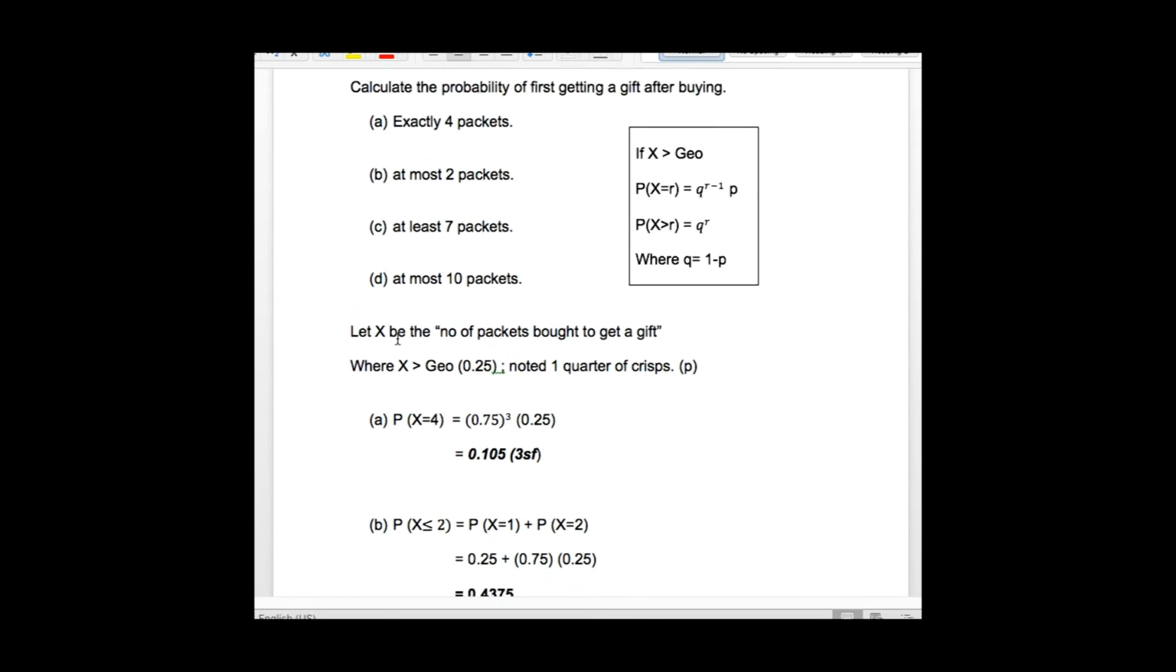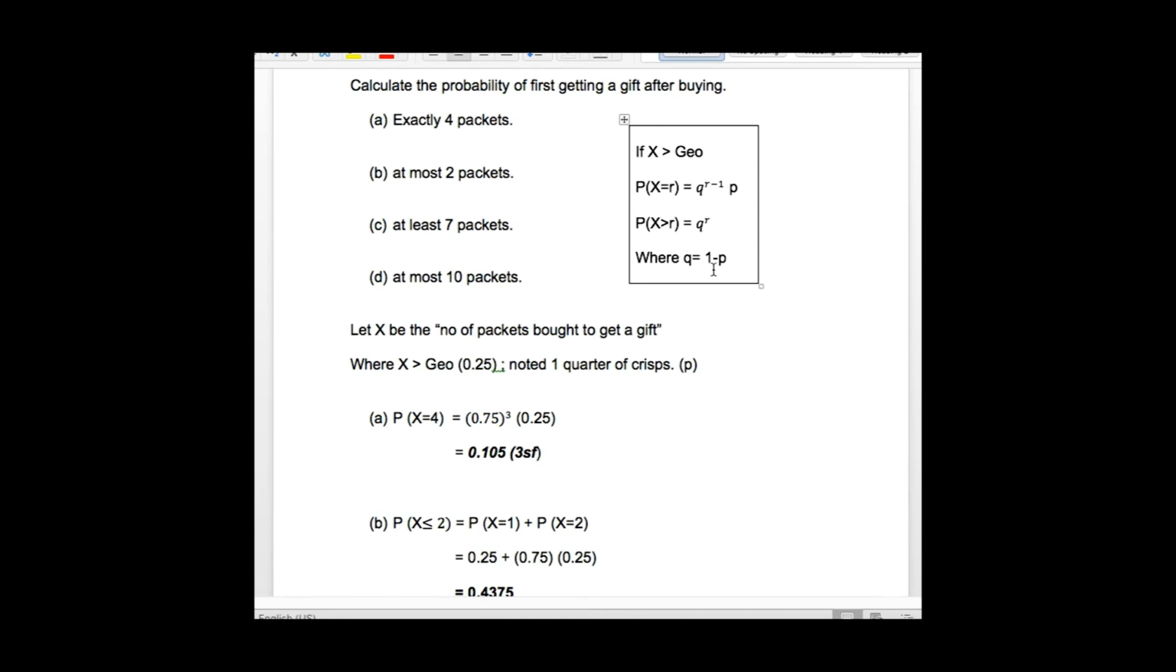Let S be the number of packets bought to get a gift, where S follows a geometric distribution with p = 0.25, not 1/4 of chip. This is also stated as p. Part A is exactly 4 packets, which is P(S = 4). Then we solve using the formula referred to above.